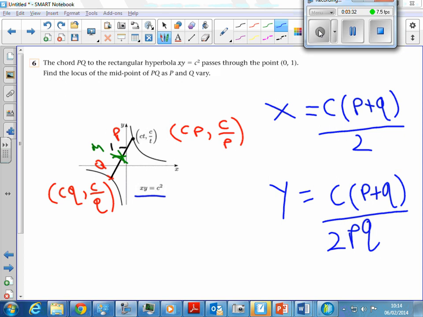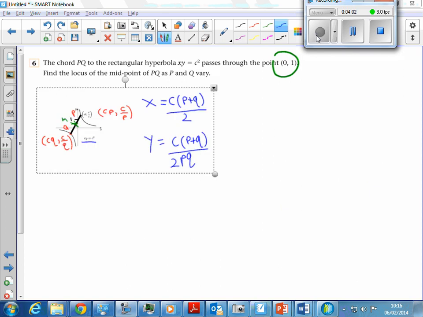Now let's use this fact. They've given us the fact that it passes through (0, 1). So how can we use that fact? Because that's the key to eliminating something. If we find the equation of the line passing through PQ, we can use this fact. So let's find the equation of the line passing through PQ and the point (0, 1).